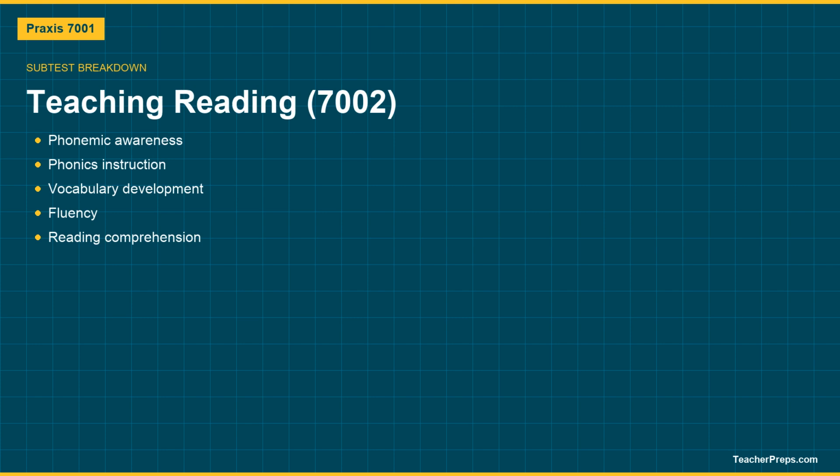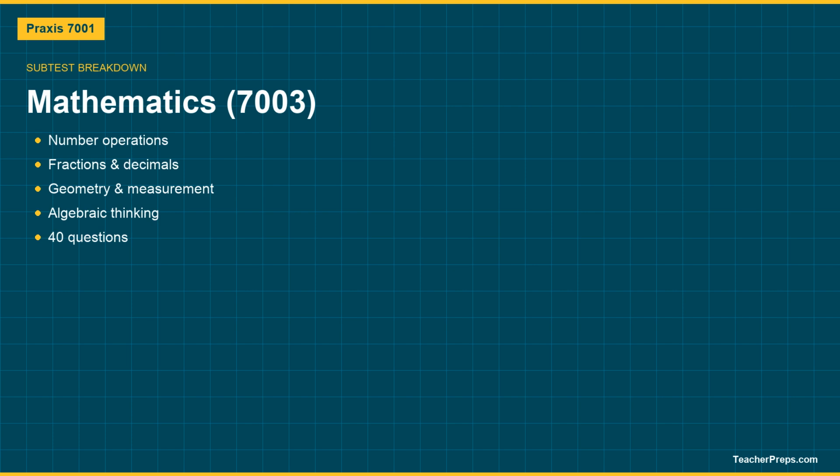Social Studies, code 7004, has 55 questions in 55 minutes. Content covers U.S. and world history, geography, government structures, and economic principles. Science, code 7005, has 50 questions in 55 minutes. This covers physical science, life science, earth science, and the scientific method.